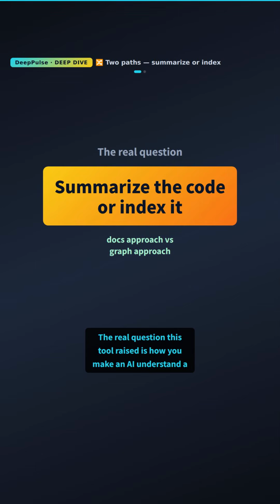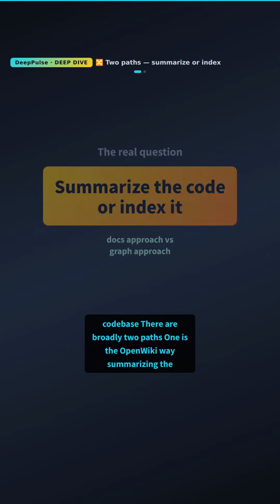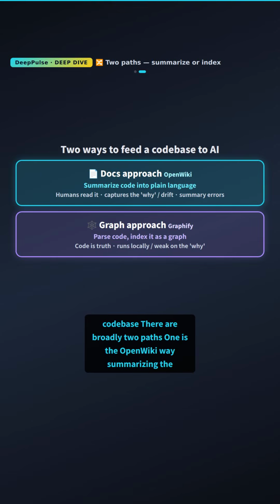The real question this tool raised is how you make an AI understand a codebase. There are broadly 2 paths. One is the OpenWiki way, summarizing the code into natural language docs. Humans can read them, and they capture intent and background that isn't in the code. The downside, they drift when the code changes, and the summary can just be wrong.